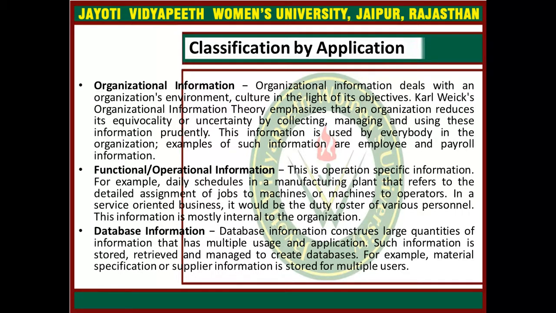Organizational information deals with an organization's environment and its culture in the light of its objectives. Karl Weick's organizational information theory emphasizes that an organization reduces its equivocality or uncertainty by collecting, managing and using this information prudently. So this information is used by everybody in the organization. Examples of such information are employee and payroll information. So the next one is the functional operational information.